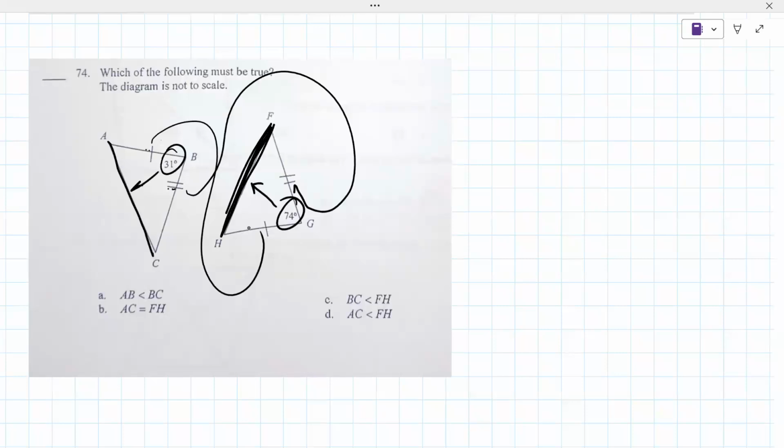I don't understand this one. What's the side across from 31 degrees? Which side is across from the 31 degrees? AC. Which side is across from the 74 degrees? FH. Okay, so which is bigger? Which has the bigger angle across from it? FH. Okay, so which one says that? D. There you go.